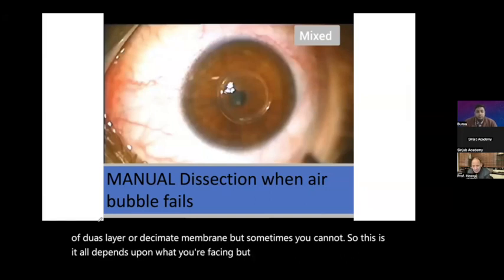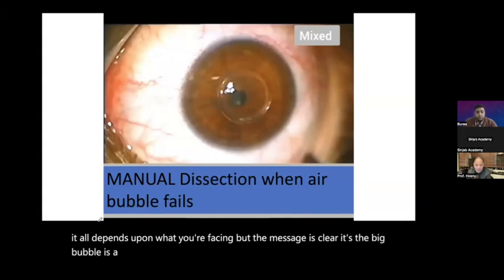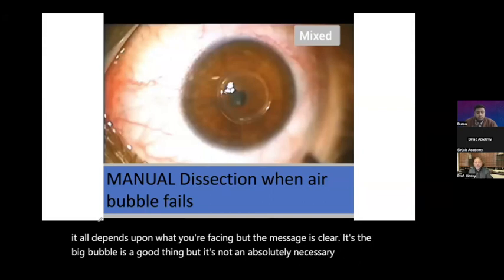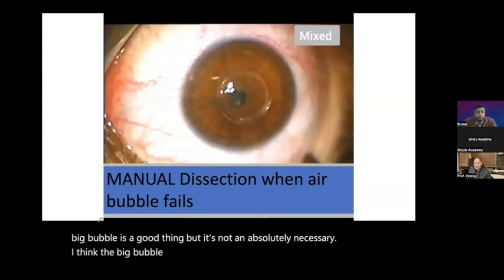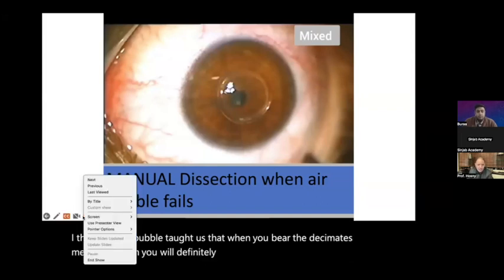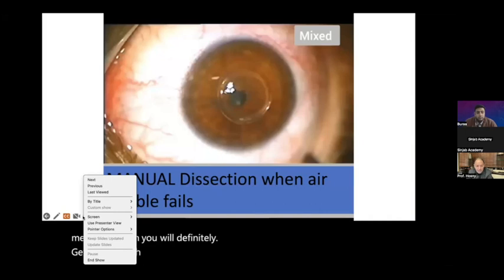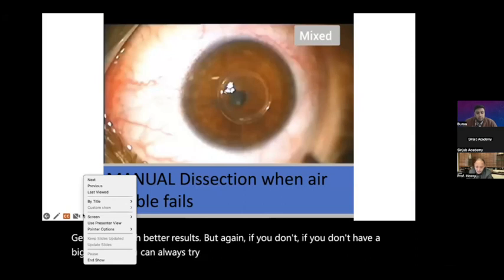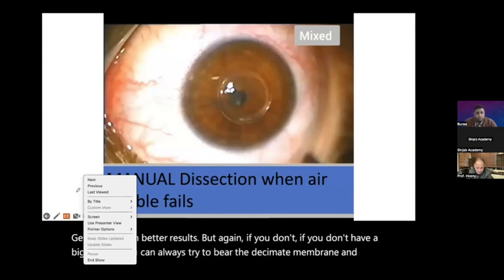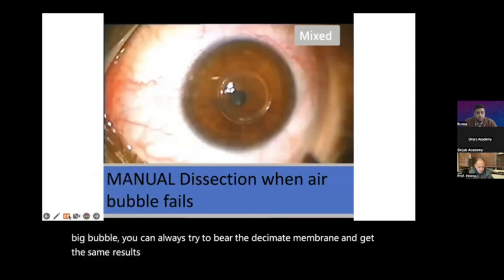But the message is clear. The big bubble is a good thing, but it's not an absolutely necessary thing. The big bubble taught us that when you bare the Descemet's membrane, you will definitely get much better results. But if you don't have a big bubble, you can always try to bare the Descemet's membrane and get the same results. So just try.